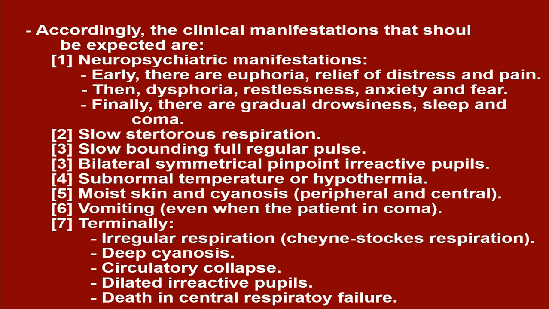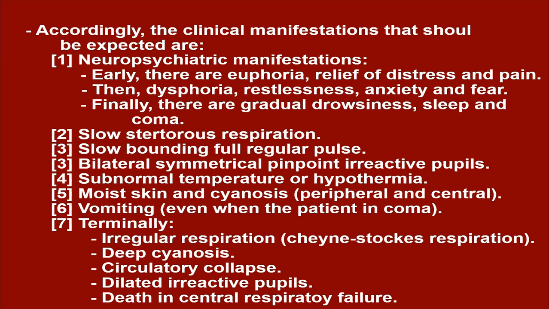Thus, the clinical presentation is expected to be in the form of early neuropsychiatric manifestations, in the form of euphoria, relief of distress, and pain. Then dysphoria, restlessness, anxiety, and fear of death. Finally, there is gradual drowsiness, sleep, and coma. Actually, you will never see the patient in the first or early manifestation. The patient will never come to the ED for euphoria or relief of distress and pain. He will actually come in coma, which has characteristic features.